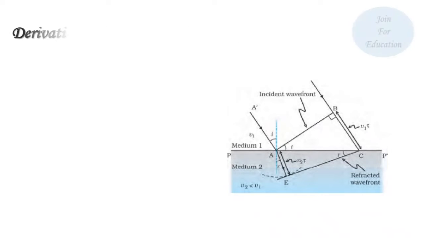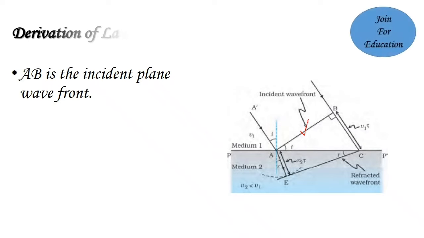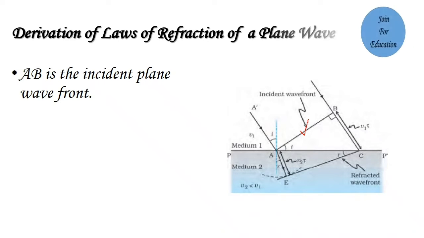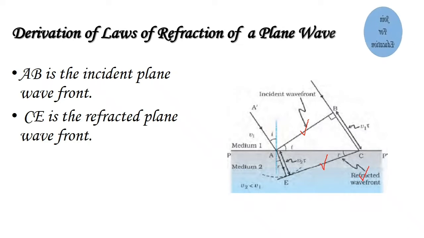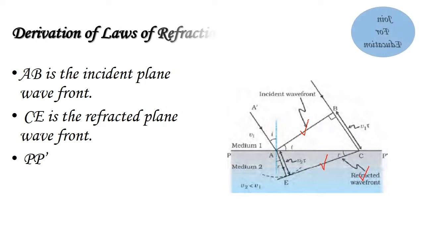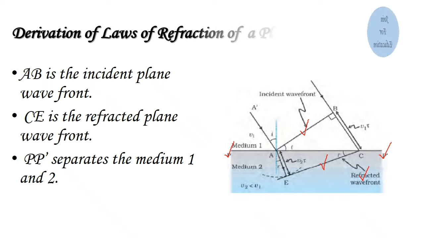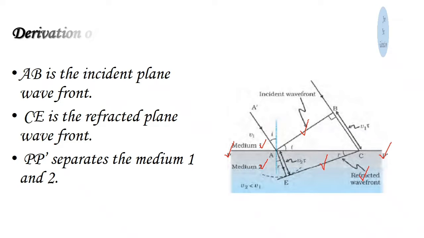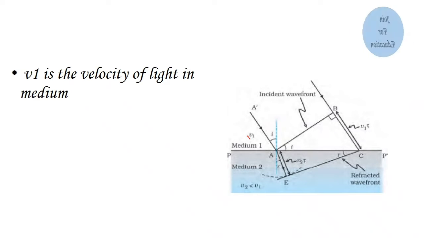Derivation of laws of refraction of a plane wave. AB is the incident plane wave front. C is the refracted plane wave front. P dash separates medium 1 and 2. V1 is the velocity of the light or light wave in medium 1. V2 is the velocity of light or light wave in medium 2.